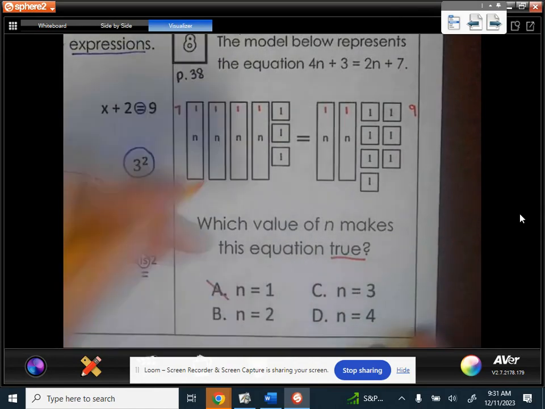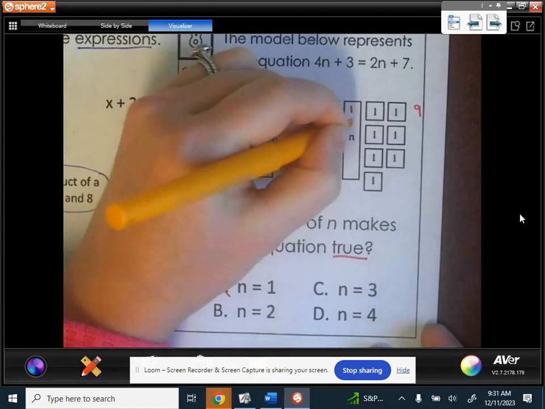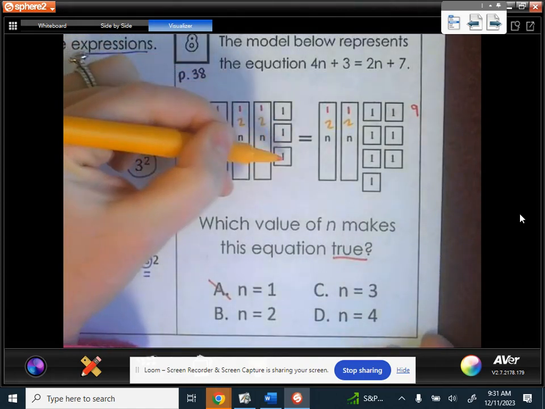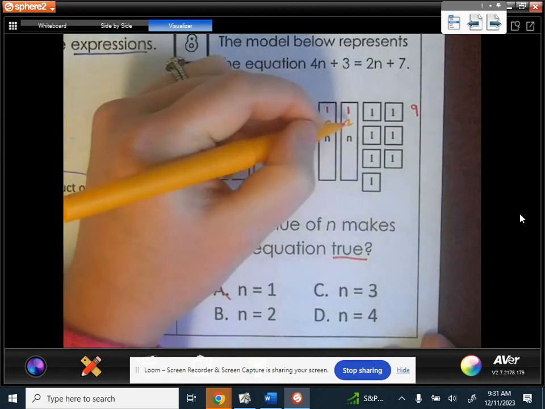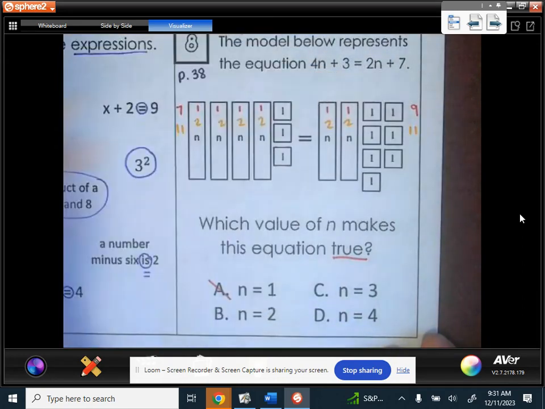Okay, so now we're going to try if n equals 2. So all of these would be 2. That's 2, 4, 6, 8, 9, 10, 11 on this side. 2, 4, 5, 6, 7, 8, 9, 10, 11 on this side. Okay, so that seems like it is right, but let's double check the other ones.